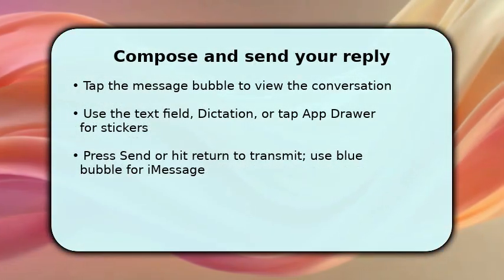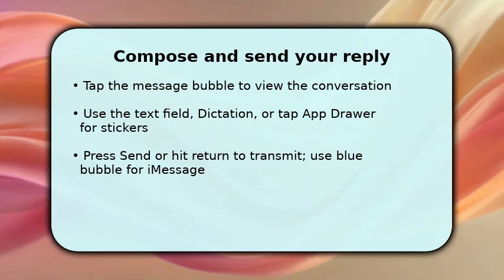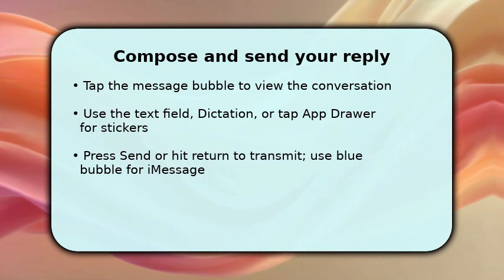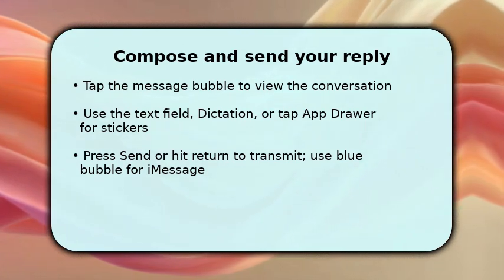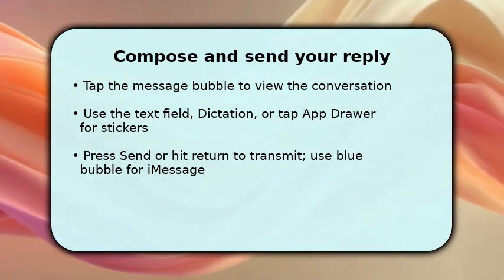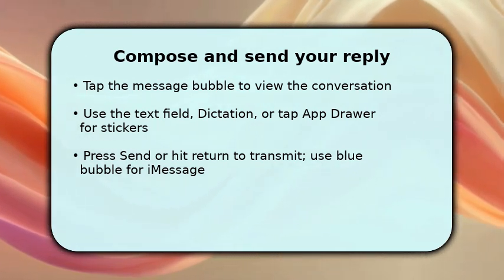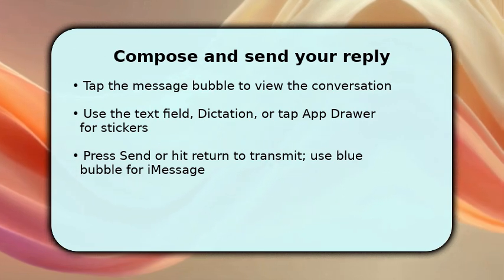You tap the latest message bubble to see the whole thread and position the cursor in the text field. Use the keyboard to type or tap the microphone for dictation when you need hands-free input. You can also open the app drawer to add images, GIFs, or stickers. Once your text is ready, press the blue send button or hit return to deliver the message.